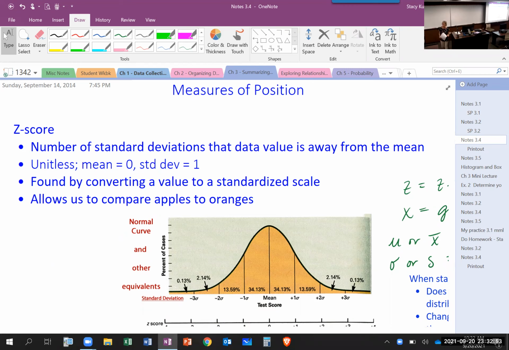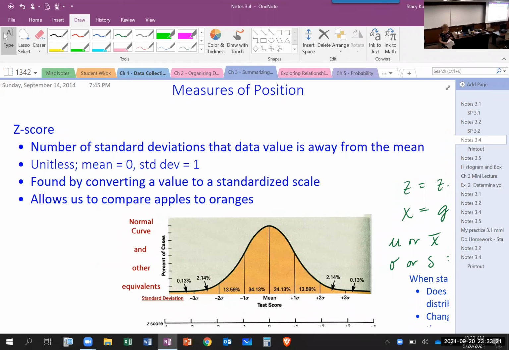Now, z-scores is just a way for us to talk about the number of standard deviations away from the mean. Specifically, the number of standard deviations that we are away from the mean. Now, we would say that, and I'll explain these to you in just a minute, so just make sure you get this written down for your own knowledge right here.